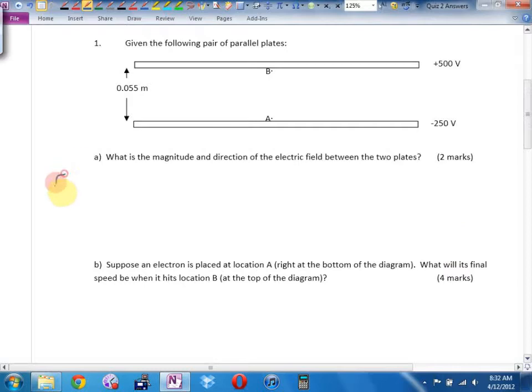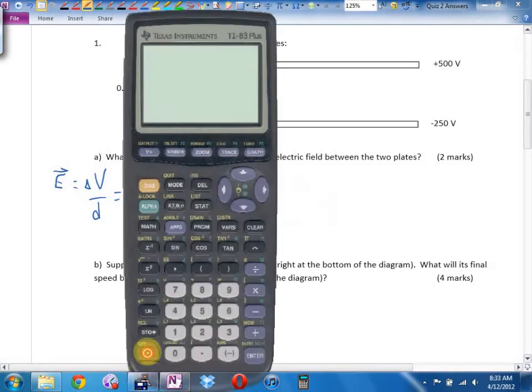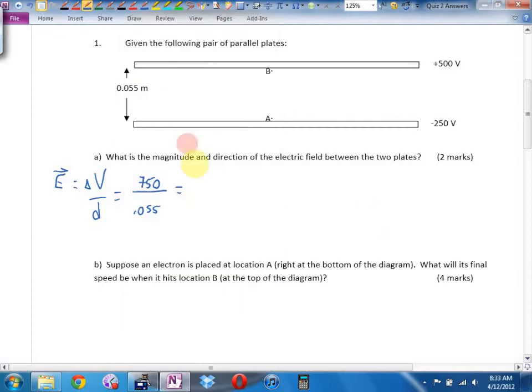So the magnitude, we said that the electric field between plates is the change in voltage divided by how far apart they are. It's going to be 750 divided by 0.055. The electric field is 13,600, or 1.36 times 10 to the fourth volts per meter, or newtons per coulomb. That's another way to measure electric field. Direction, okay.